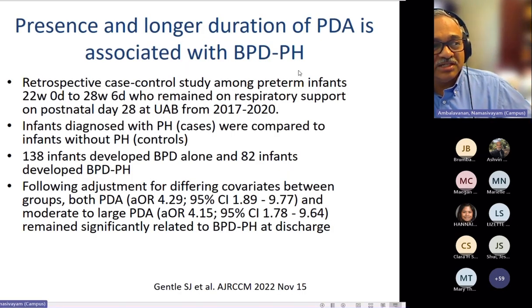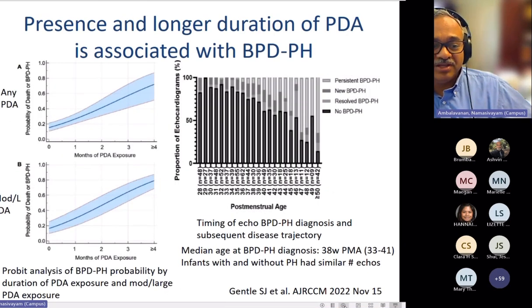And we also noticed that a presence and longer duration of a PDA is associated with BPD-PH. I mean, currently, most people don't treat a PDA that aggressively as much as we used to treat them 10 or 15 years ago, because all the trials, the Benedictus, the PDA Tolerate, the Baby Oscar, all of them have shown that actually there is no benefit to treating a PDA early on. But this study suggests that perhaps there is a role for treating a PDA at a later time point.